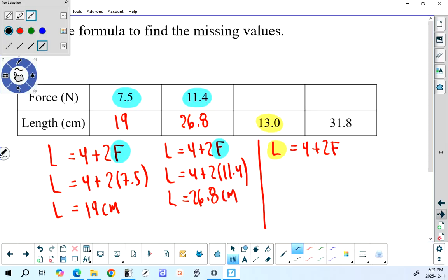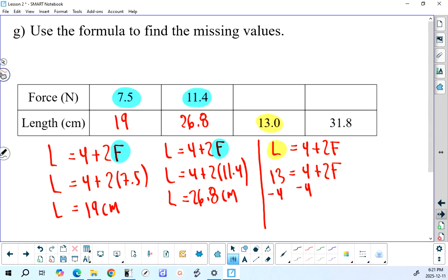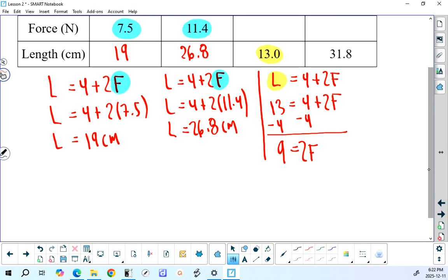And what we're going to be left with here is a very basic junior high-ish question. You have 13 equals 4 plus 2f. You subtract 4 from both sides. And now you're left with 9 equals 2f. When you divide both sides by 2, you get f equals 4.5.